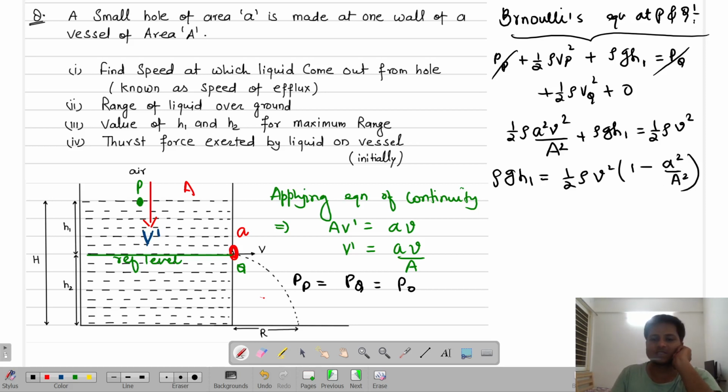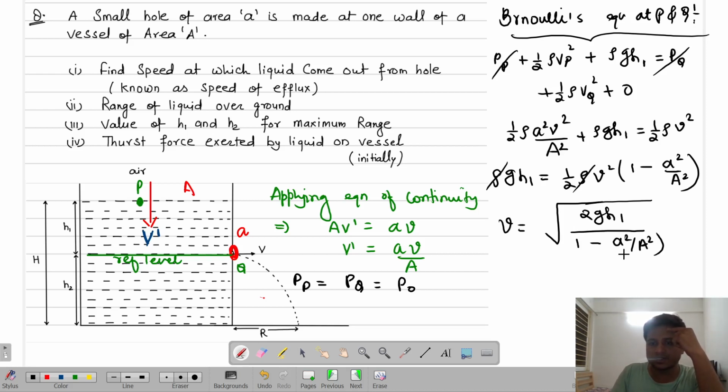Rho cancels. So v, the velocity with which water is coming out, is called the velocity of efflux, and that is equal to root under twice g h1 divided by 1 minus a square by capital A square. Is that clear or not? This is my velocity of efflux. Is that clear? Are you able to get me?